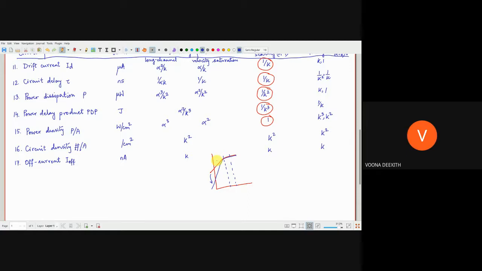SS has to be decreased. SS has to be decreased. Okay, so basically that is what I have shown over here. So this is the inverse subthreshold slope, right? So this is your gate control. Gate control has to be efficient.